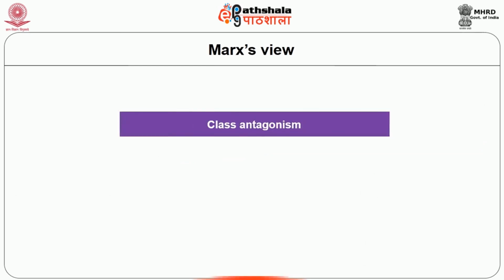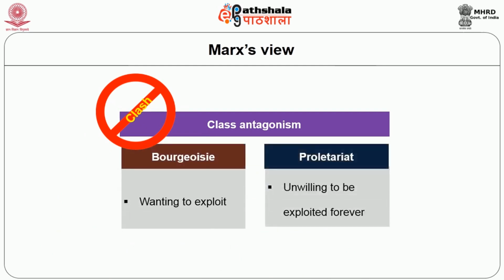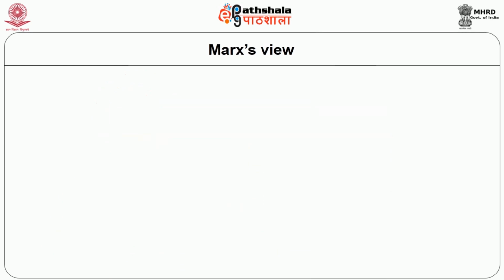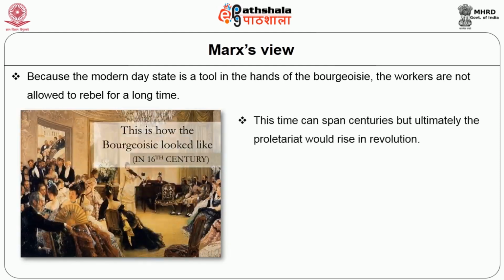Class antagonism exists because of the clash of interest of both classes. One, the bourgeoisie, wants to exploit the other, while the proletariat is unwilling to be exploited forever. Because the modern-day state is a tool in the hands of the bourgeoisie, the workers are not allowed to rebel for a long time. This time can span centuries, but ultimately the proletariat would rise in revolution.